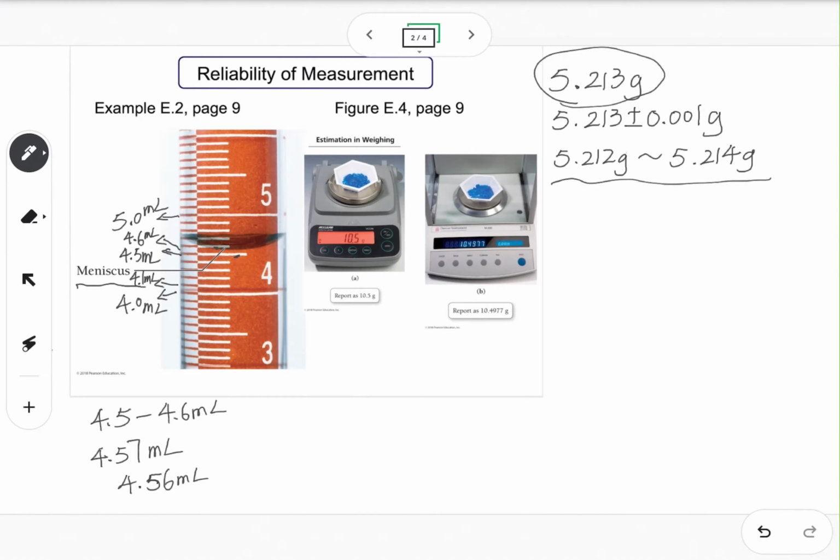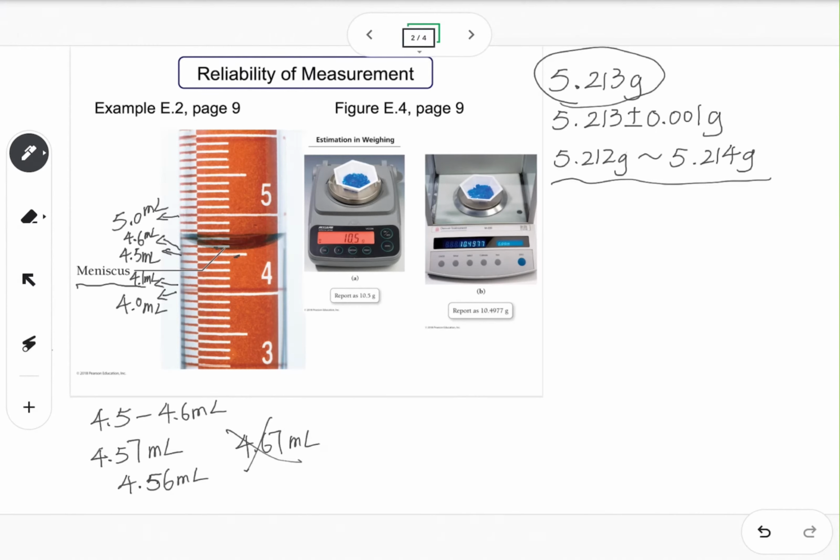It could be a little bit different, but certainly if you read the data as 4.67 ml, that's not correct, because we know that this meniscus curve is below 4.6 ml, so it should be lower than 4.67 ml. So this one is not correct.